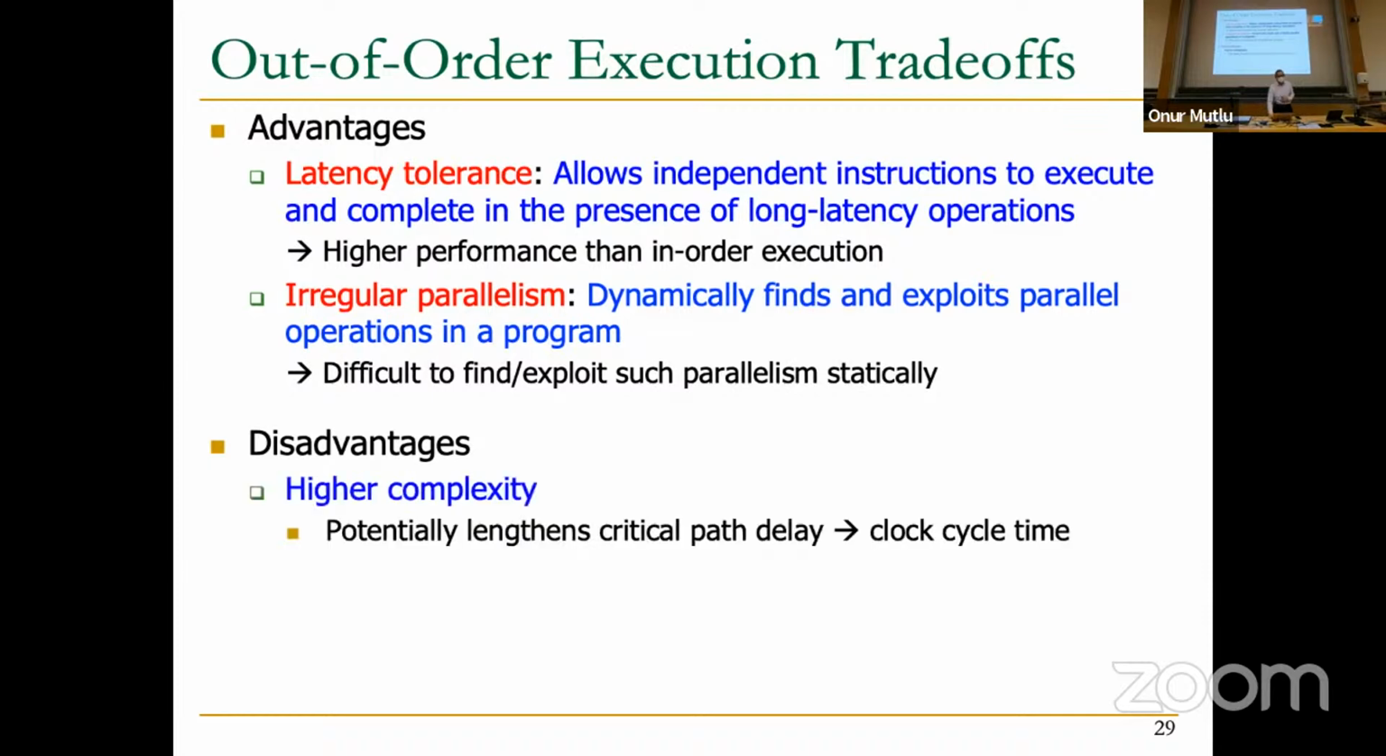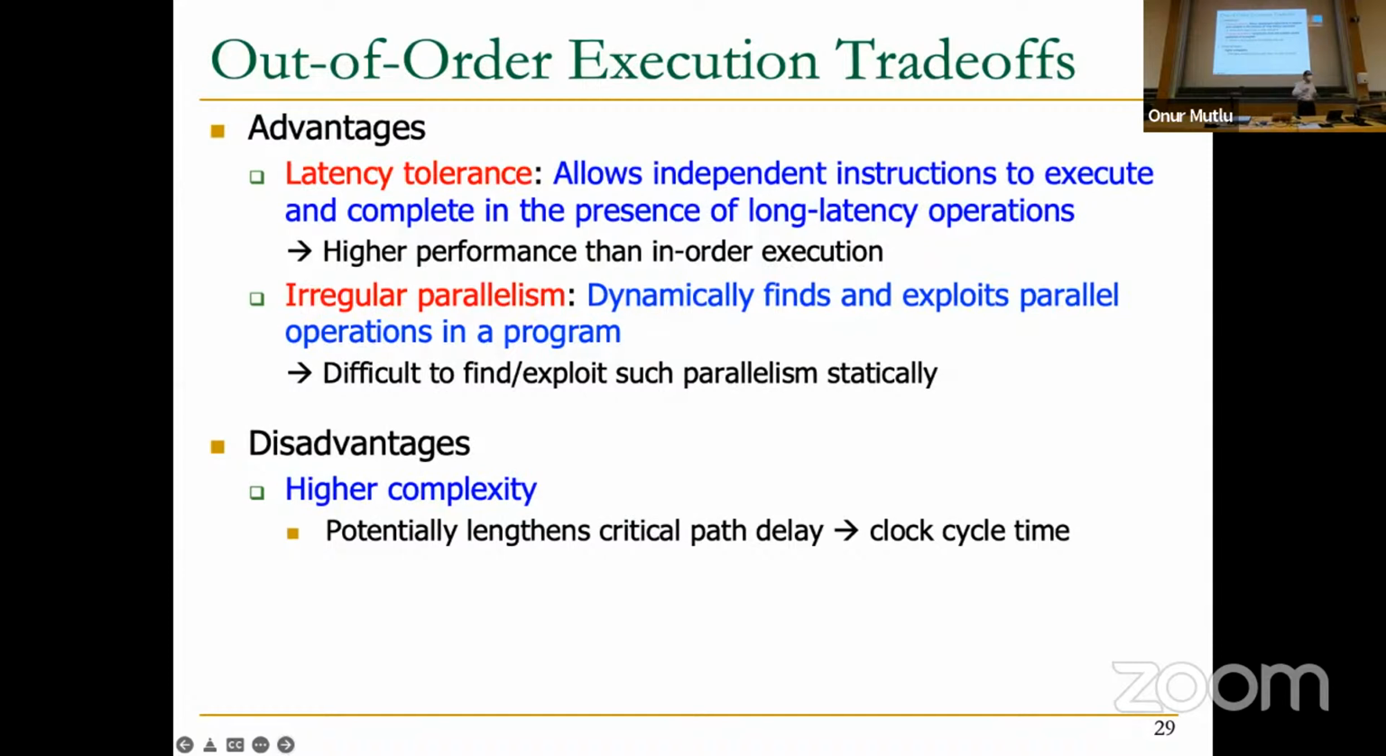Okay, there are clear disadvantages, as we have also seen. This comes at the cost of higher complexity. Clearly, the system is more complex, and this can also affect the critical path delay, right? Clock cycle time compared to an in-order processor. An in-order processor is relatively simple, whereas an out-of-order processor is not as simple. So this can affect your clock cycle time. And people have argued that we can actually build much higher frequency in-order processors compared to out-of-order processors. That's not true necessarily. Why?